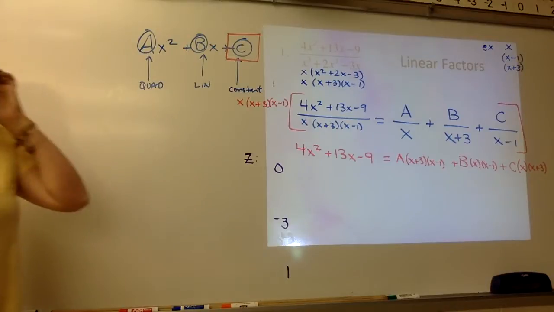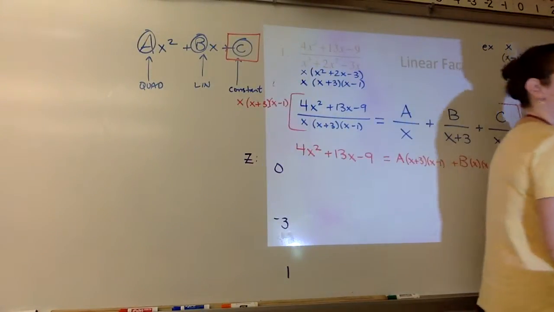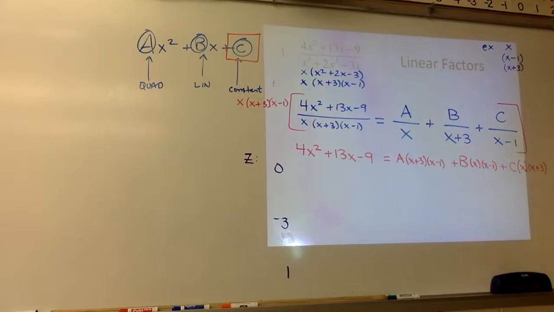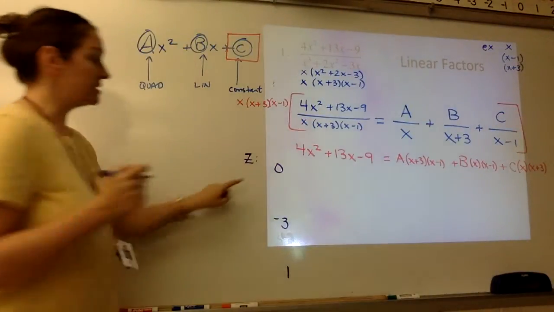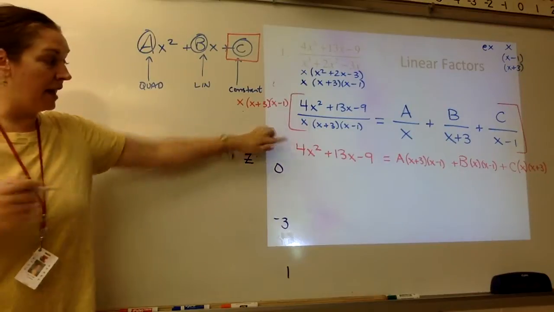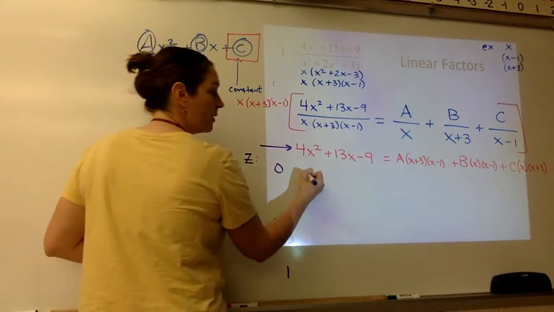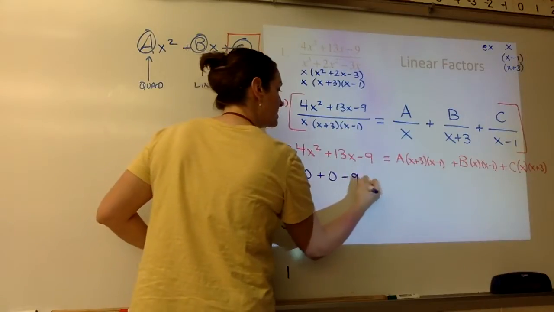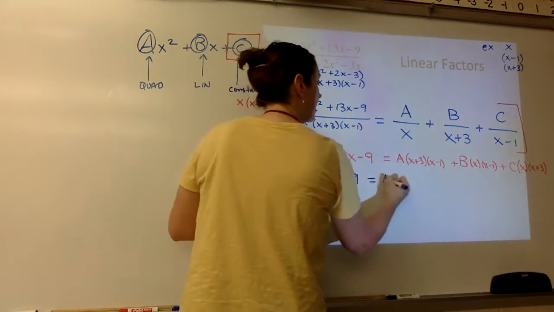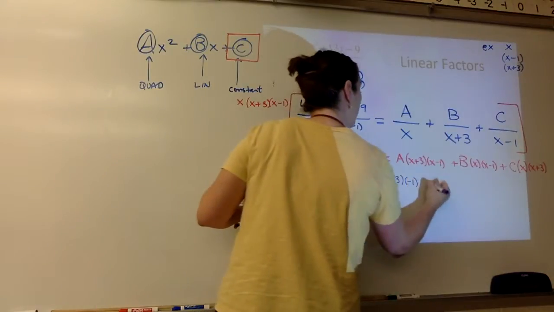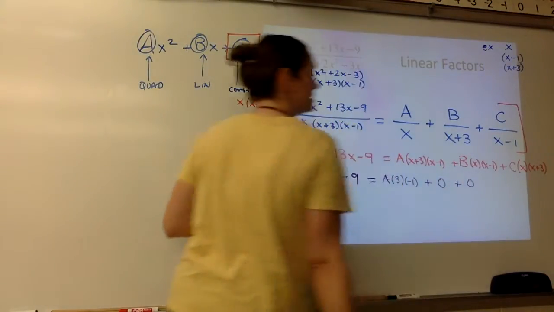Now, this is a little bit tricky because remember in the last section we said zeros never come from the denominator. Zeros are x-intercepts. They're only defined in the numerator. The step or process of this is simply saying what are the zeros of the denominator, not related to graphing. Just what's going to make the denominator 0. Okay? So now what I do is I plug these in for x. So I go back to my red line right here and I plug them in. So I get 0 plus 0 minus 9 is equal to A times 3 times -1 plus 0 plus 0.